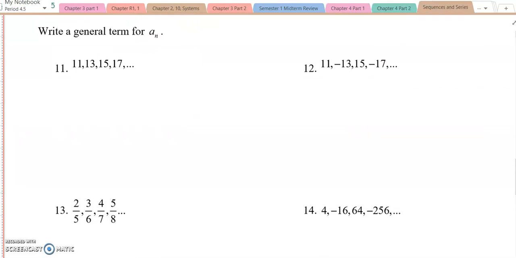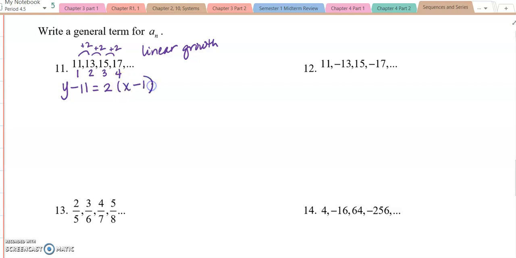Number 11, write a general term for a sub n. One thing that I want you to see is that these numbers are going up by 2 every single time. And that represents linear growth. And really you can just make the equation of a line here. The slope ends up being 2, and you can use your point slope form that we've used before. So if this is your first term, your second term, your third term, your fourth term, you can say y minus 11 is equal to 2 times x minus 1, which means that a sub n is equal to 2 times n minus 1 plus 11, and that would represent an explicit formula.